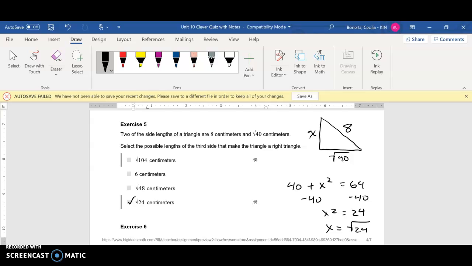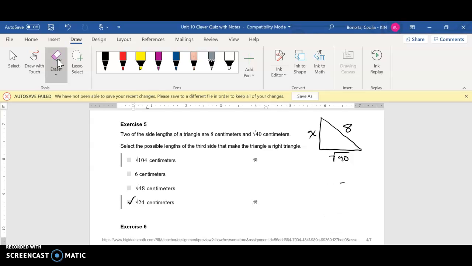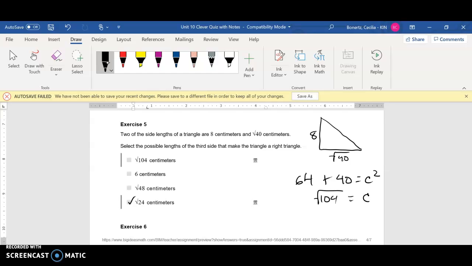The other possibility, and I'm going to erase here, is that this 8 isn't the hypotenuse, but it's this side. So I know that the square root of 40 has to be one of my legs because it's shorter than 8, but 8 could also be one of my legs. So in that case, I would have 8 squared is 64, plus square root of 40 squared is 40, and that's going to equal c squared. So c in that case is going to be the square root of 104. So that's my other possibility.